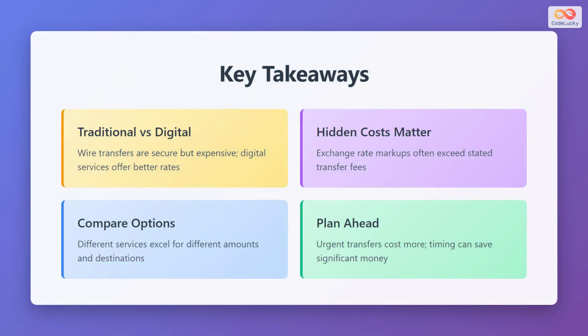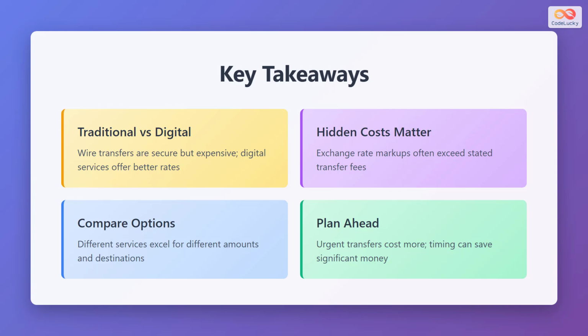Let's summarize the essential points about international money transfers. Traditional wire transfers through banks are secure and reliable, but typically expensive due to high fees and poor exchange rates. Digital services like Wise, Remitly, and others generally offer significantly better rates and lower costs. The hidden costs in exchange rate markups often exceed the visible transfer fees, making it crucial to compare the total cost, not just stated fees.